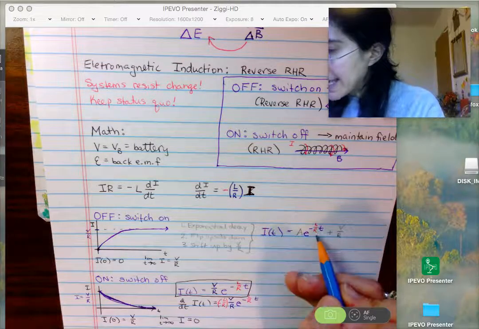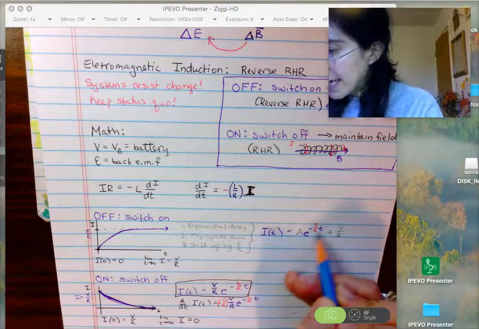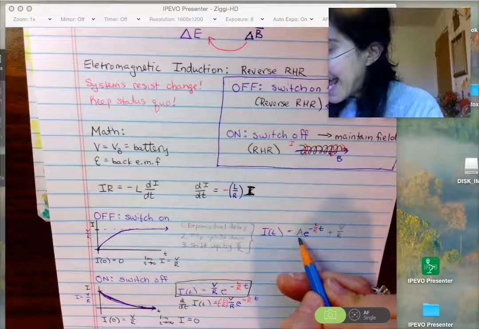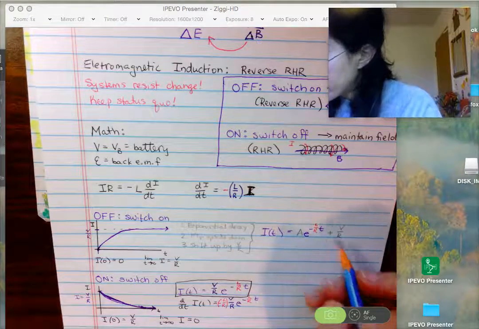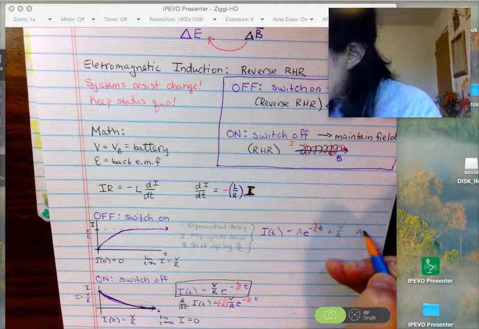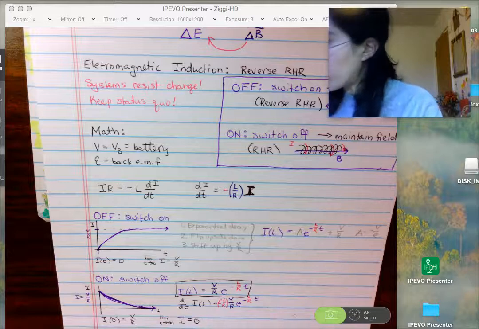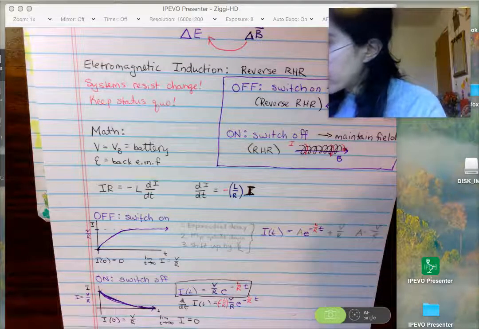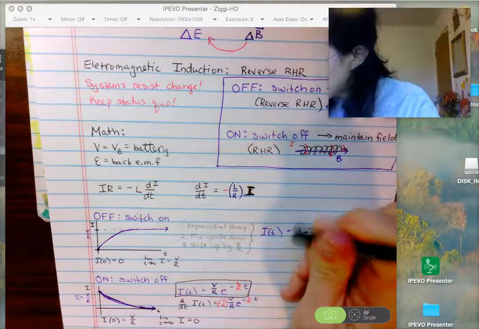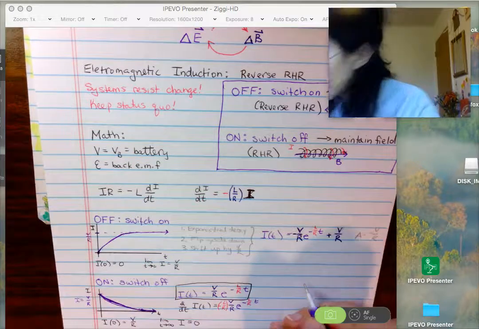Now, when we plug in t here, this is going to be 0. E to the negative 0 is 1. That means A plus V over R has to be 0. Clearly, A equals negative V over R. Otherwise, we're not going to go through the 0, 0 point. So, with a little bit of surgery here, we can finalize this. There we are.